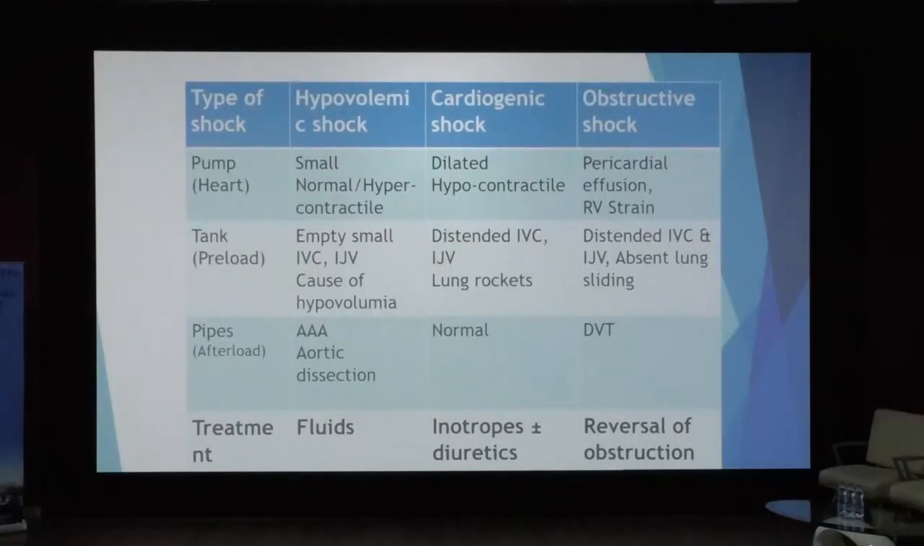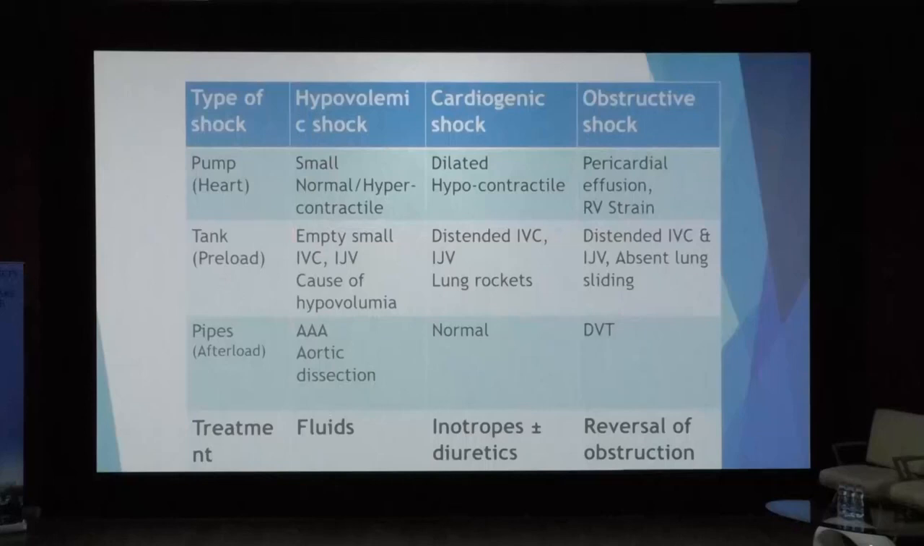If you look at the tank, the preload, when you are doing cannulation of the vessels in a patient with shock, the vessel diameters will be small or collapsed. But in the opposite way, in cardiogenic shock the vessels will be distended, maybe the IVC or IJV also. The same for obstructive shock: because of the obstruction, there may be a distended IVC and IJV, and maybe an absence of lung sliding. In the pipes, the afterload, sometimes you just put the probe on the suprasternal notch and turn to the right, and see whether the patient has any aneurysm or aortic dissection.